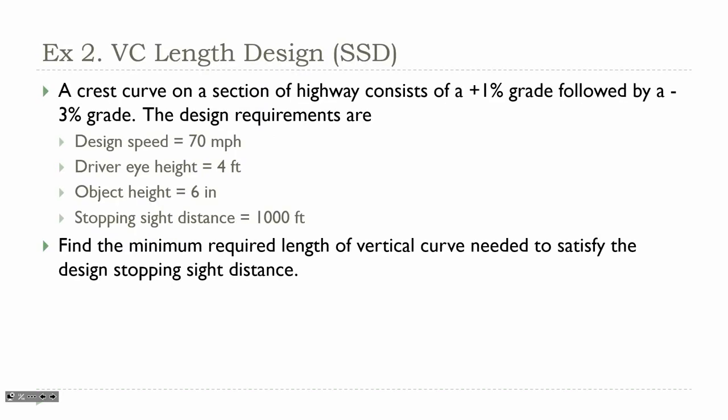A crest curve on a section of highway consists of a positive 1% grade followed by a negative 3% grade. Don't forget about the negative, it's kind of lost up here. The design requirements are as follows. Find the minimum required length of vertical curve needed to satisfy the design stopping sight distance.